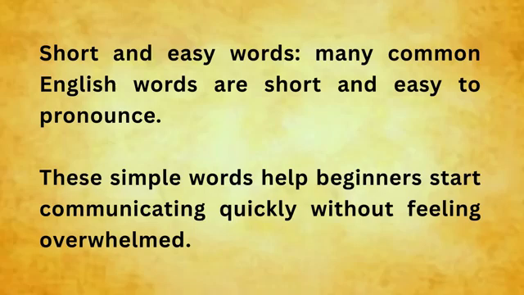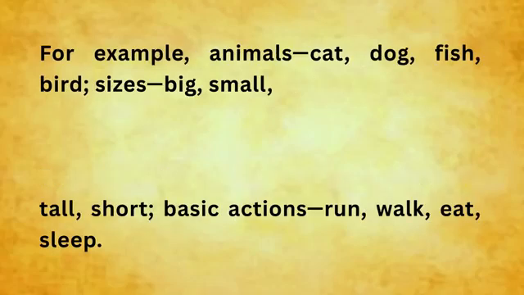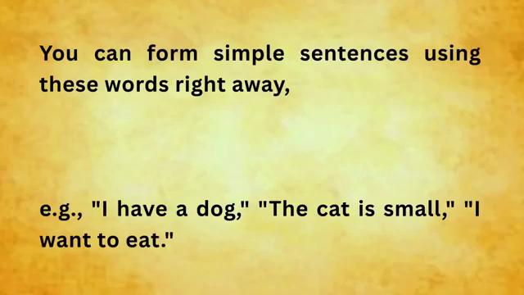Short and easy words. Many common English words are short and easy to pronounce. These simple words help beginners start communicating quickly without feeling overwhelmed. For example, animals: cat, dog, fish, bird; sizes: big, small, tall, short; basic actions: run, walk, eat, sleep. You can form simple sentences using these words right away, e.g., I have a dog. The cat is small. I want to eat.